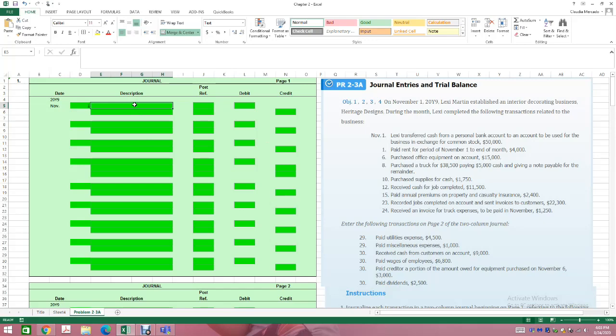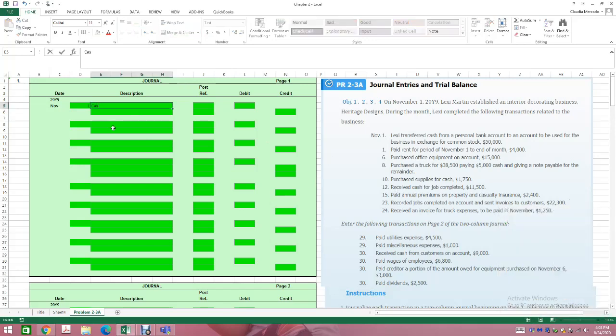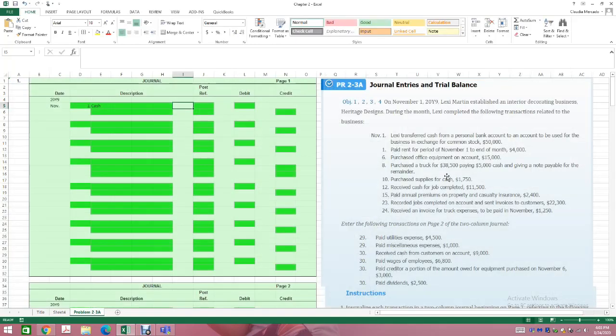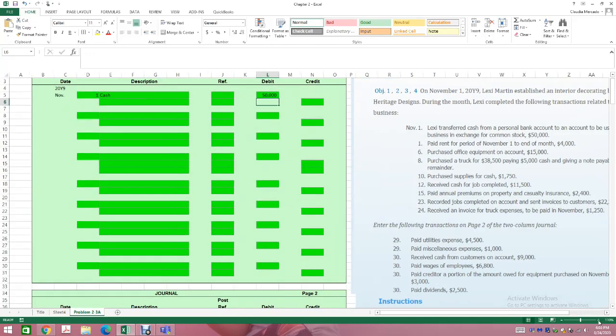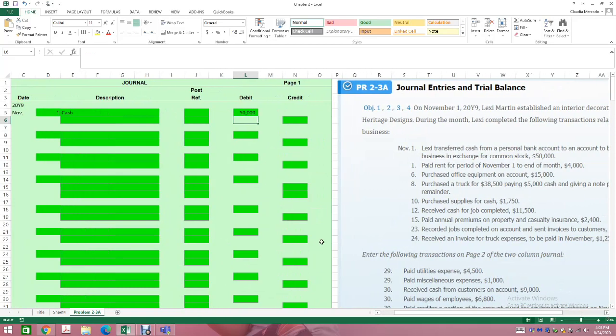So what's going to happen? Well, my cash is going to increase. Okay, so when your cash increases, I need to debit. Cash is an asset, so my cash is going up by increasing. I need to debit cash, right? So we're going to debit cash, $50,000. Okay? Let me make this a little bit bigger. There we go. Okay.